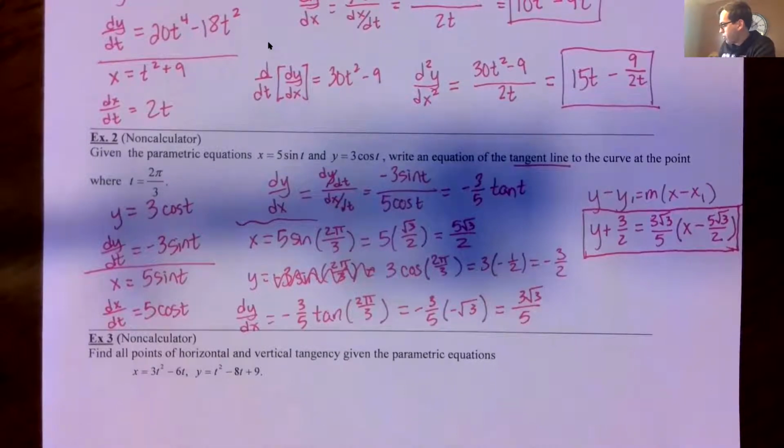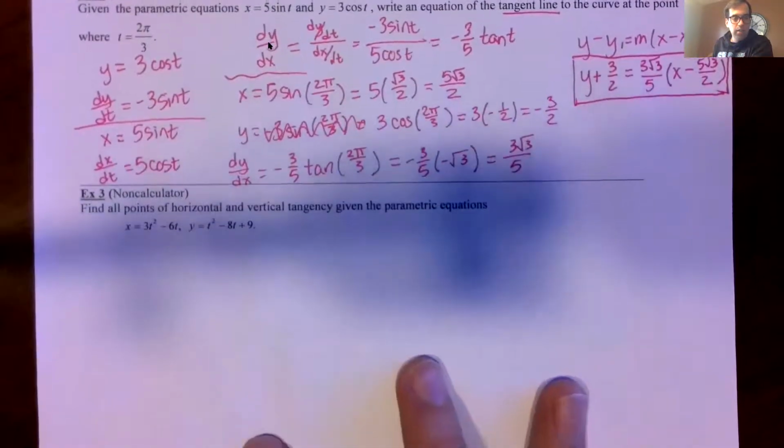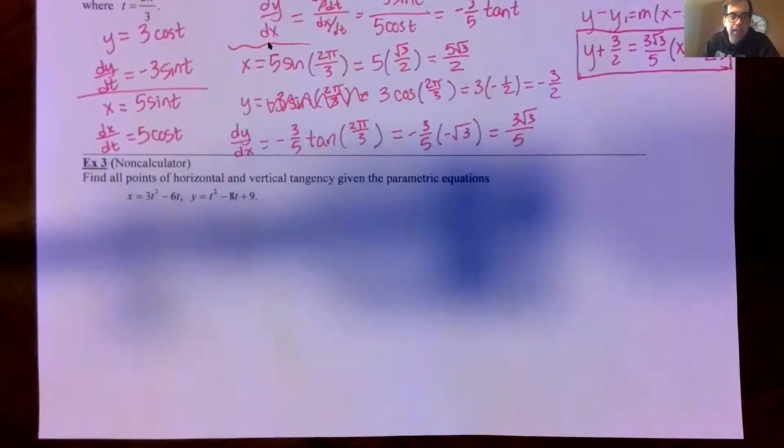Let's look at example 3. Find all points of horizontal and vertical tangency given these parametric equations. Okay, so remember, we're going to be looking at the tangent lines here. To find horizontal tangency, it's going to mean that the slope or the derivative equals 0, right? Because that's what causes a horizontal line to be the tangent line. And if the derivative doesn't exist, it means it has a vertical tangent line, right? So that's what we're going to be looking for here.